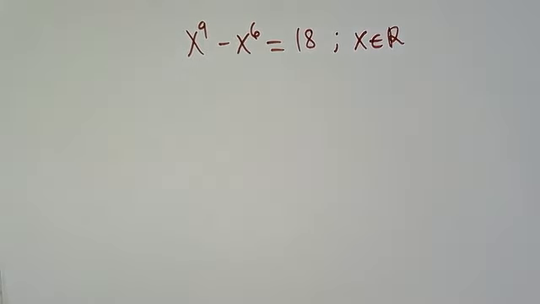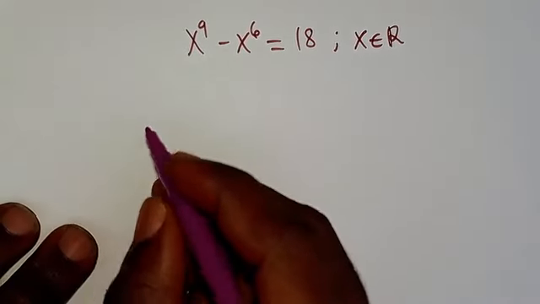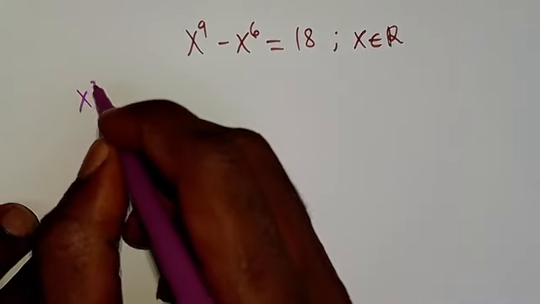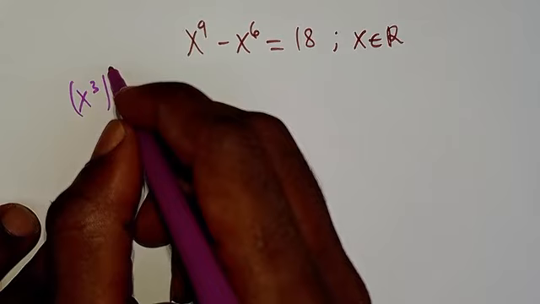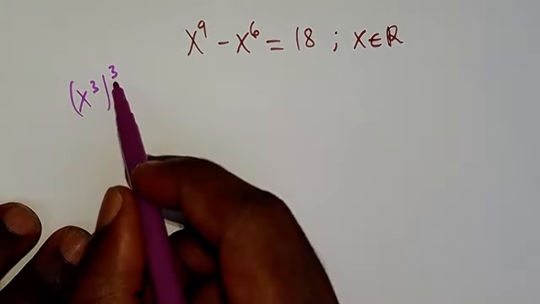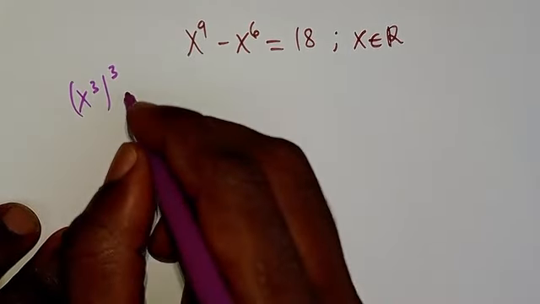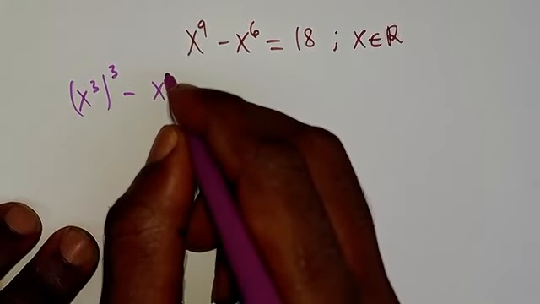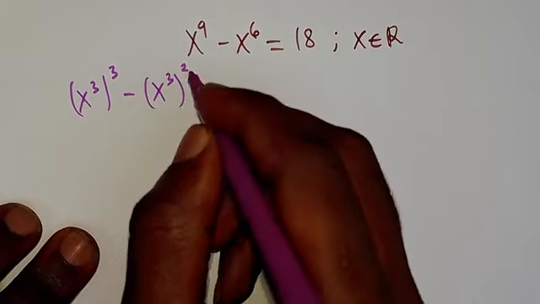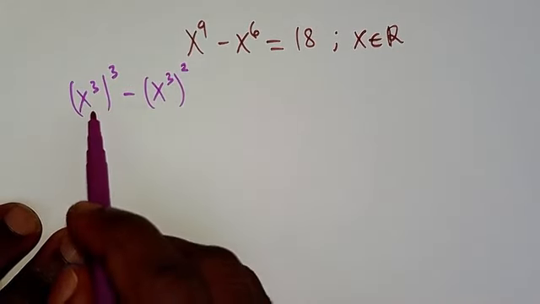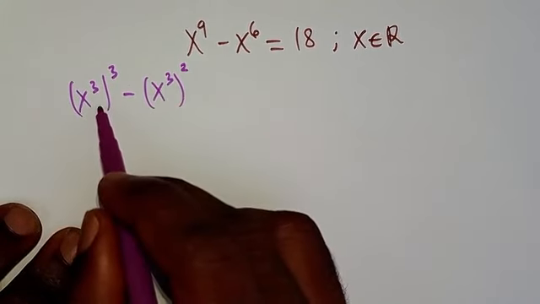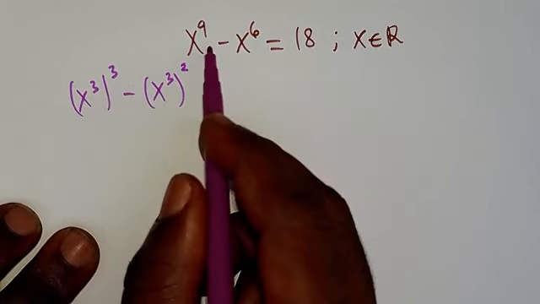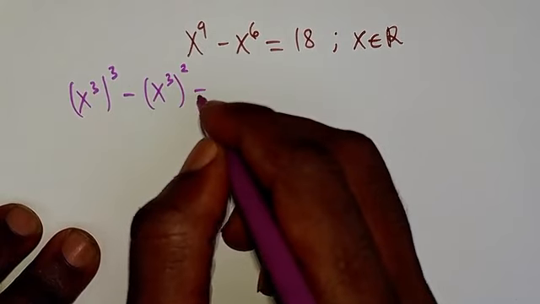So let me start. Now I can rewrite this equation as x to power 3, then this will be to power 2, to power 3 rather, because 3 times 3 must give you 9. Then minus, we can have this to be x to power 3, then to power 2. The idea is that I want something that will be common, so that's why I put x to power 3 inside, because it's only 3 times 3 that can give us 9. I believe you understand what I'm saying.